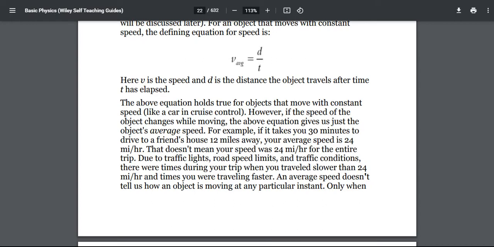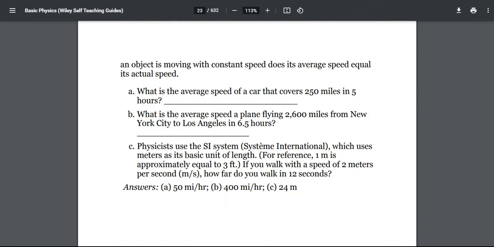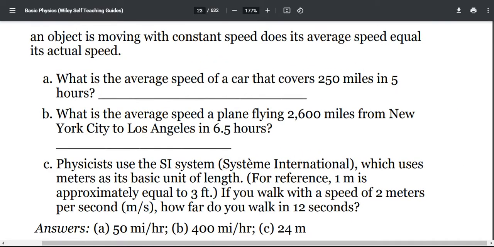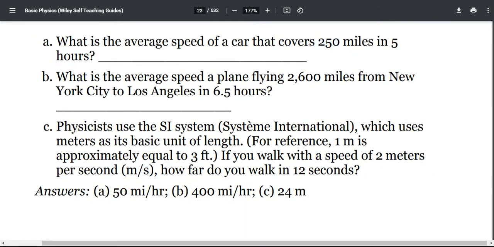Okay, let me ask you some questions. What is the average speed of a car that covers 250 miles in 5 hours? Distance divided by time, so it means 50 miles per hour. What is the average speed of a plane flying 2600 miles from New York City to Los Angeles in 6.5 hours? Distance is 2600 and the time is 6.5, so speed equals 2600 divided by 6.5, equal to 400 miles per hour.